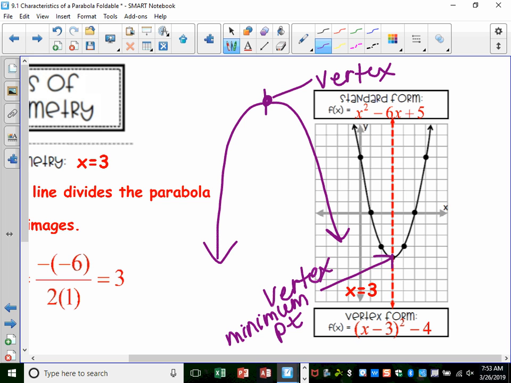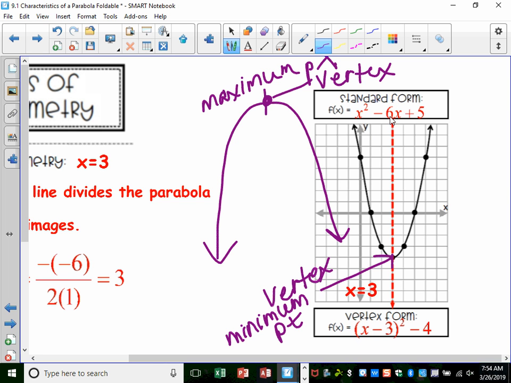It makes sense. It's the lowest point, so it has to be the minimum. Now, when it's flipped and going downward, that's going to be called the maximum point. That's the maximum point.